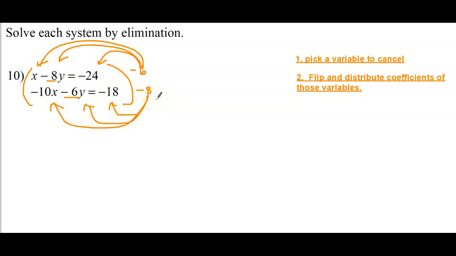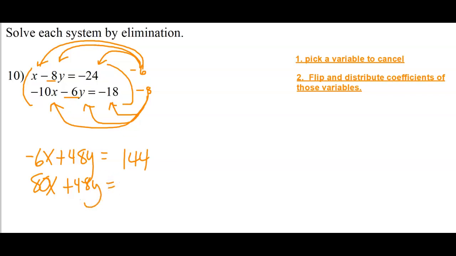All right, let's see what we get as a result. So for the top equation, if I multiply everything by -6, I'm going to get the following. Big number, 120 plus 144. On the bottom equation, if I distribute the -8, I'm going to get the following. All right. And that's the end of step 2.